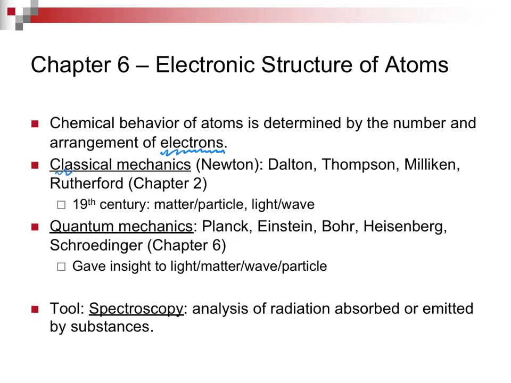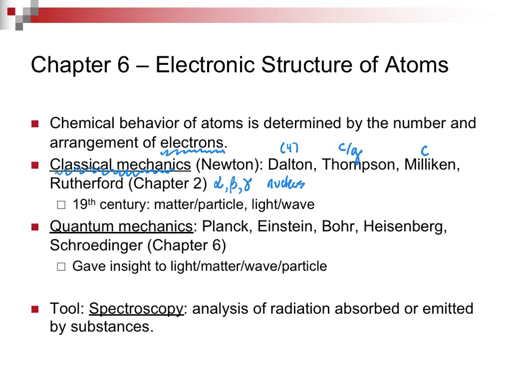So what you've had so far really is what's called classical mechanics. You've heard about Dalton with the postulates that he made about the atom. You heard about Thomson, who did the charge to mass ratio. You've heard about Millikan, who worked on the Coulombic charge, and then Rutherford, who did alpha, beta, and gamma particles, as well as what is the nucleus and protons, followed by his student, who then did neutrons. That's all what we call 19th century. Matter is made of particles, light is made of waves.